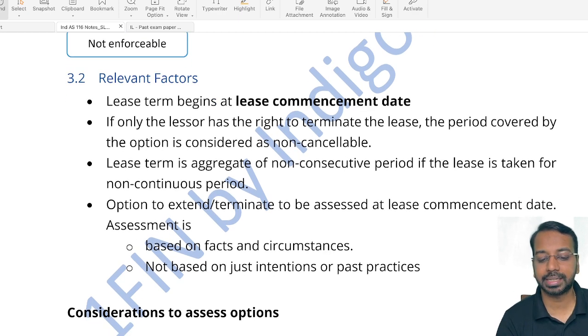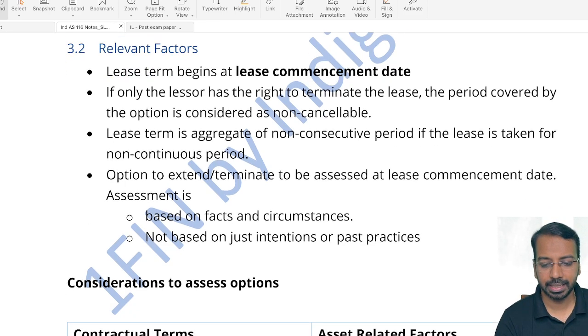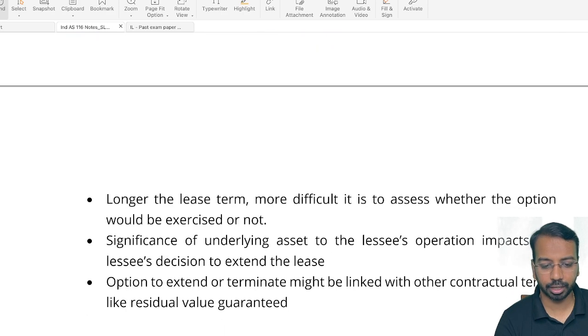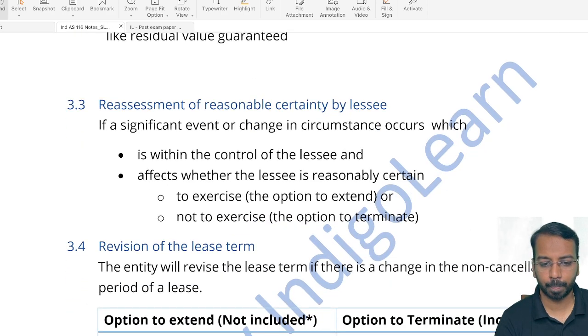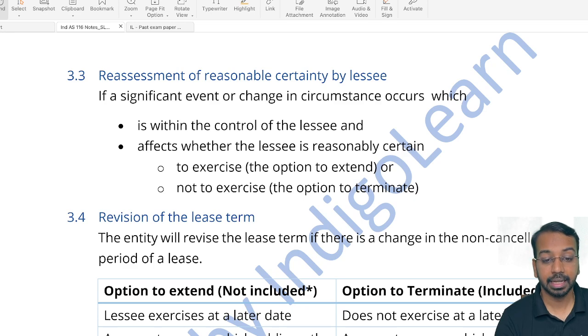The option to extend and terminate is based on facts and circumstances, and not based on past practice or intention. Okay, then you can go through these. We said if there is an option to extend which the lessee is reasonably certain to exercise, in that case we'll include it as a part of the lease term, right? Now we have to carry out a reassessment of this reasonably certain aspect.